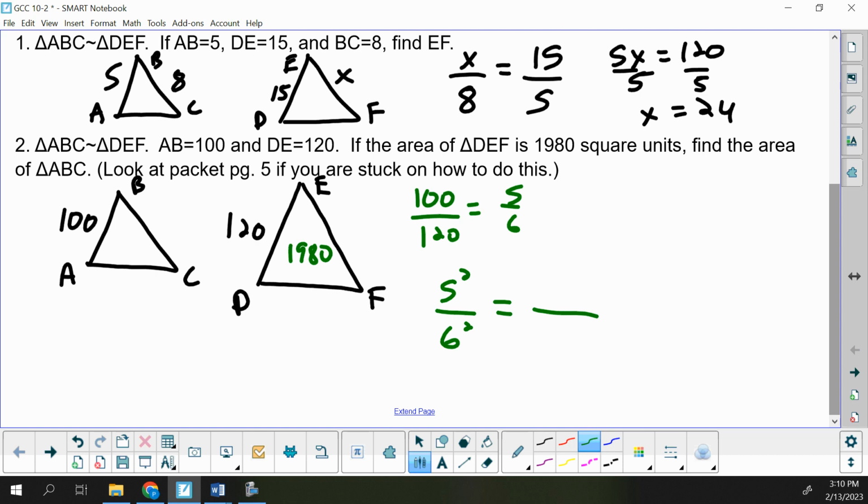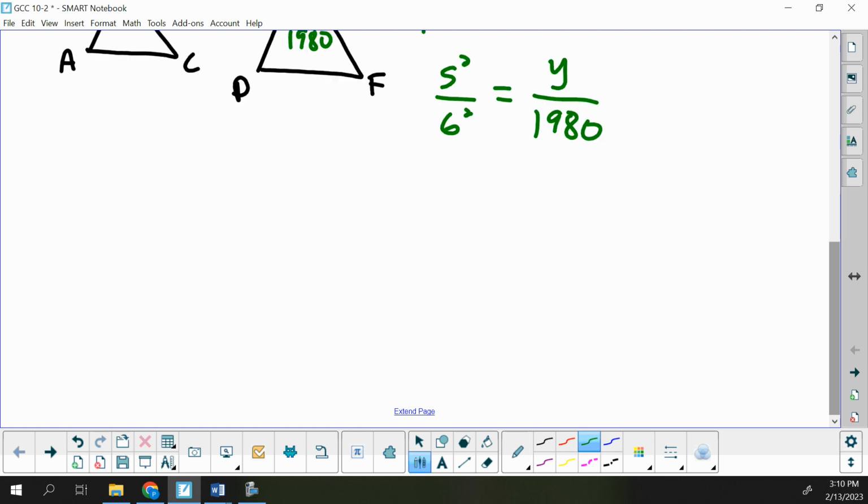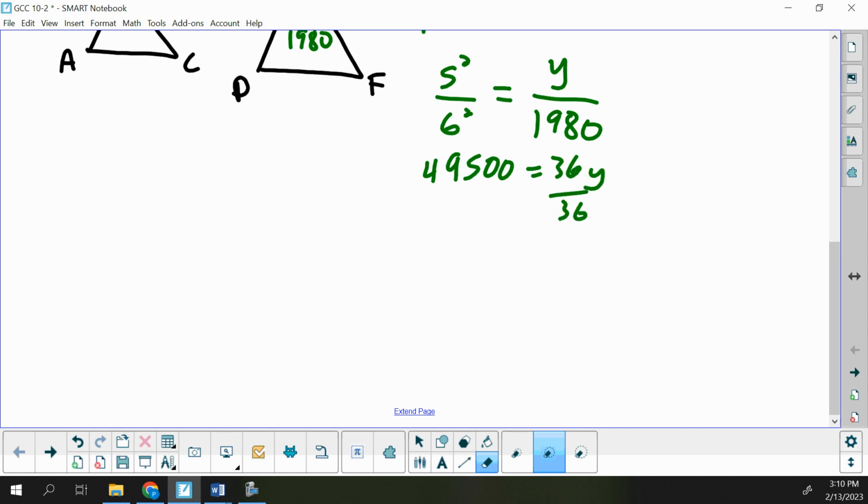The 6 is coming from the 120, whose area was the 1,980, and we don't know the area of the other one. So you should not be setting up a proportion involving an area unless you've done the area ratio on the other side, which means the side ratio should be squared. When we cross multiply that, we get 49,500 equals 36y. Divide both sides by 36, and we get that y is 1,375 units squared.